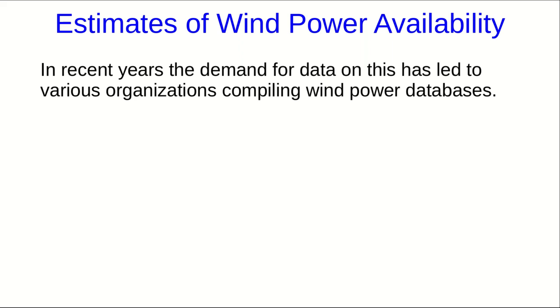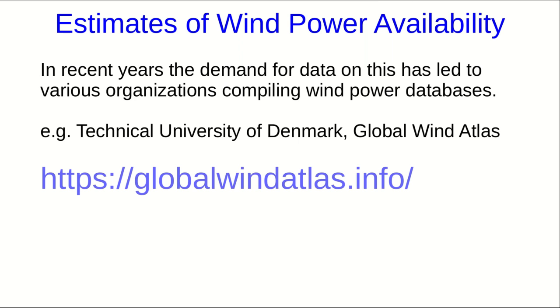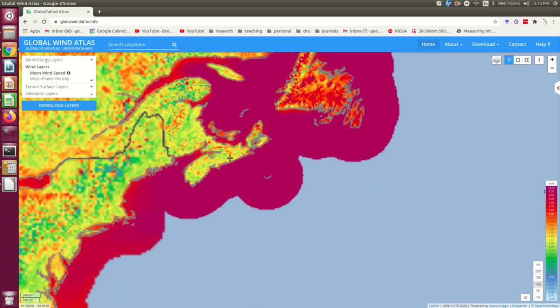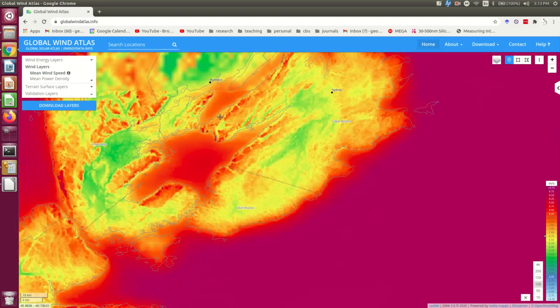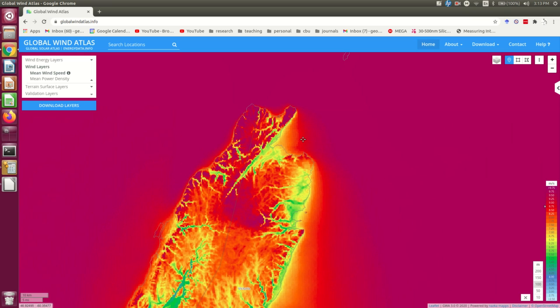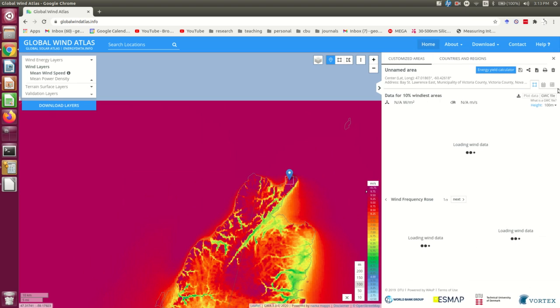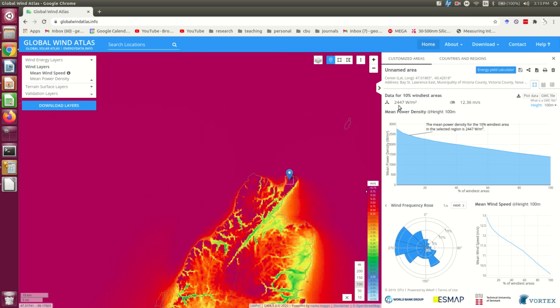The demand for data on this has led to very nice wind power databases. So a really good one is maintained by the Technical University of Denmark. And here it is. This is their Global Wind Atlas. And it's very nice if you want to, say, check out Cape Breton, which has some fantastic wind power potential. In fact, some of the best onshore wind potential in the world. For example, up here we can click and we can see information on this location I've clicked, and we can see that we have about 2,450 watts per meter squared. That's comparable to solar power availability in the best desert locations. And it's things like this that have led to Nova Scotia being sometimes called the Saudi Arabia of wind power.